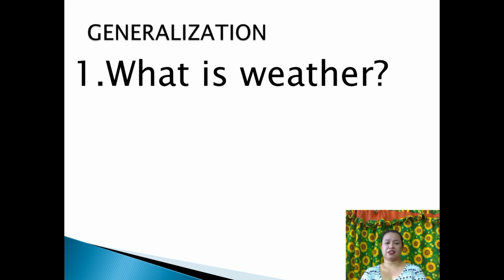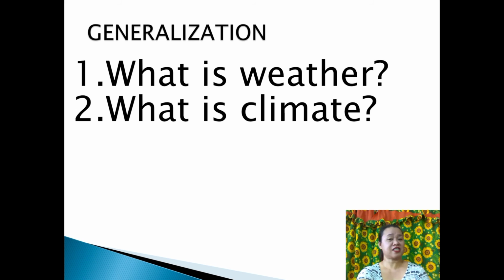What is weather? What is climate? That is already our review from our lesson a while ago. Weather is a condition of the atmosphere at a particular place within a short period of time. Climate is the climatic condition of the atmosphere for a long period of time. I hope that you understand.